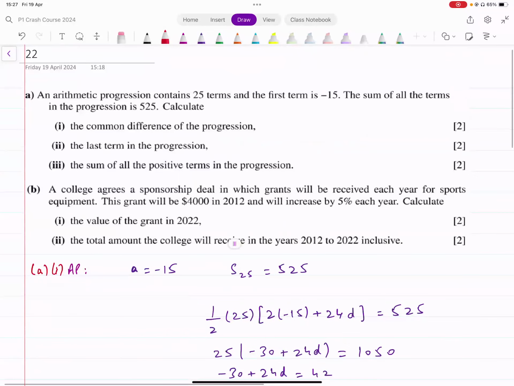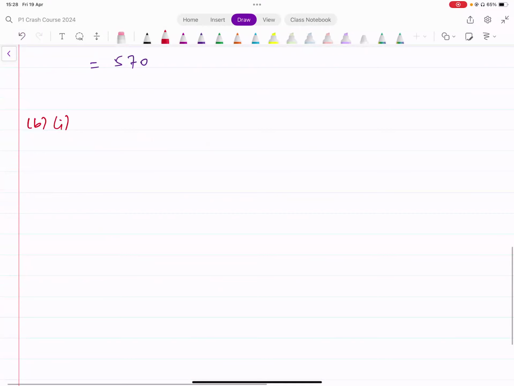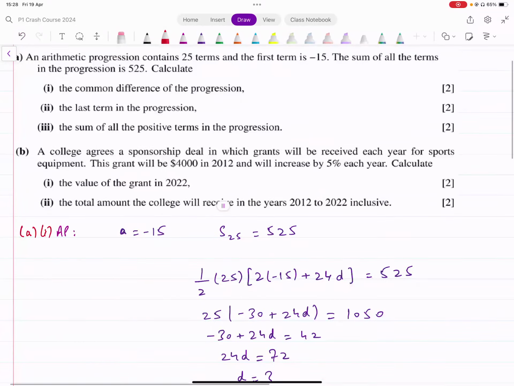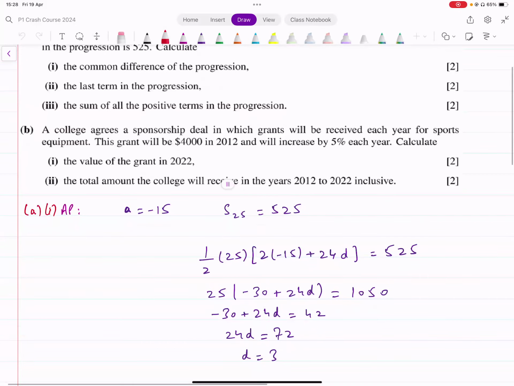Okay, now let's look at the next part. Part B1. Now it says the college agrees a sponsorship deal in which grants will be received each year for sports equipment. The grant will be $4,000 in 2012 and will increase by 5% each year. Calculate the value of the grant in 2022.